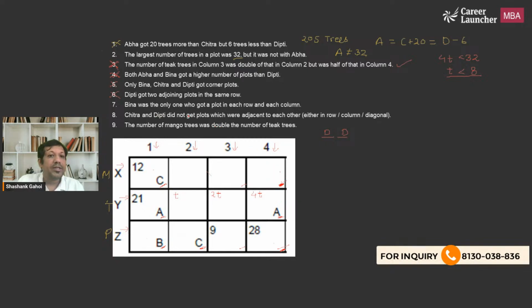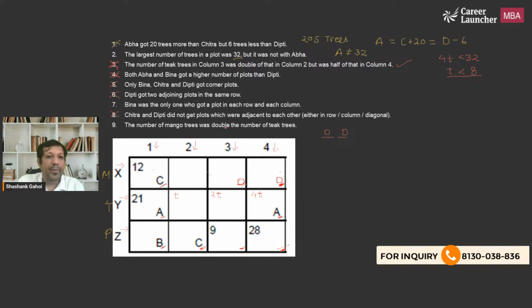Now, Chitra and Deepti did not get plots adjacent to each other. Now, this is important. So, this is Chitra. So, this can't be Deepti. And Deepti is getting two adjacent ones. So, Deepti can't be this and this. So, it means Deepti should be this and this. So which 2 plots is Deepti going to get? That is X3 and X4. Z3 and Z4 is not even a possibility for Deepti. Okay, so that's what we have figured out about Deepti.